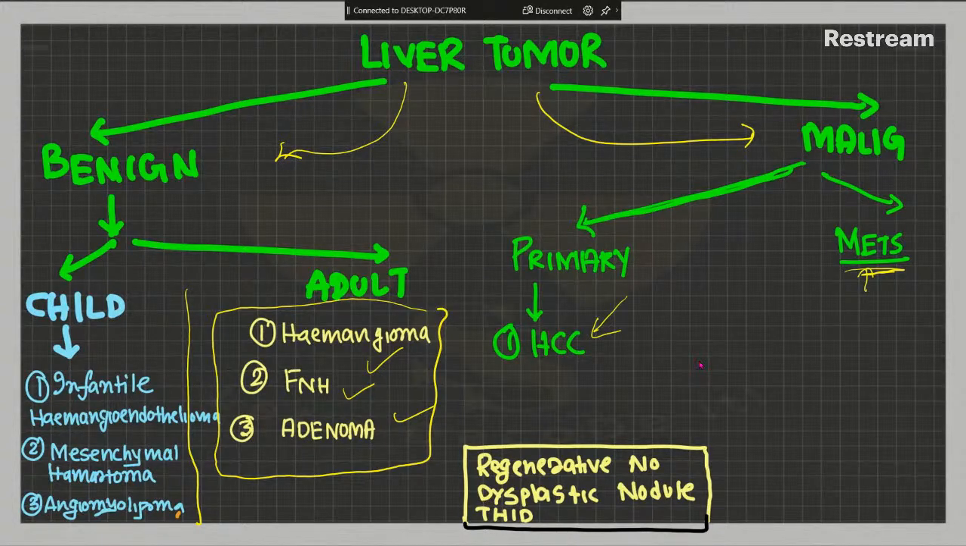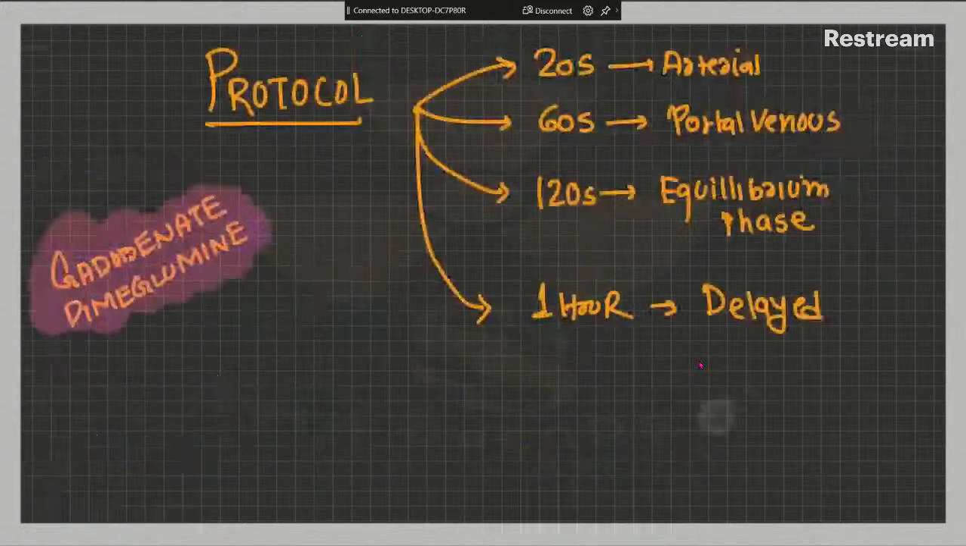Apart from the liver tumors that I have classified, there are two or three lesions which can mimic a liver tumor, which I am including in this box: regenerative nodule, dysplastic nodule, and THAD. THAD is transient hepatic attenuation defect. They are not actually tumors, they are tumor mimics, but sometimes they can create a diagnostic confusion. That's why I have included them in a separate box.